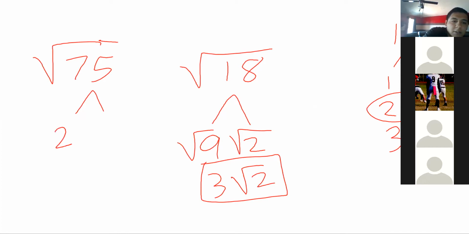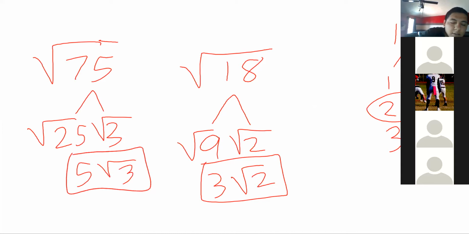How about 25 and 3? Oh yeah. So 25 times 3 gives us 75. And if we take the square root of 25, what does that give us? 5. So 5 square root of 3. A little bit better. So in other words, we want to find the factors, and one of them has to be a perfect square.